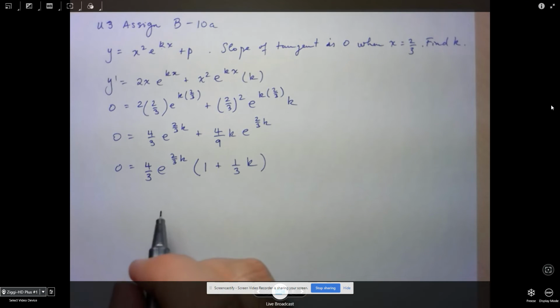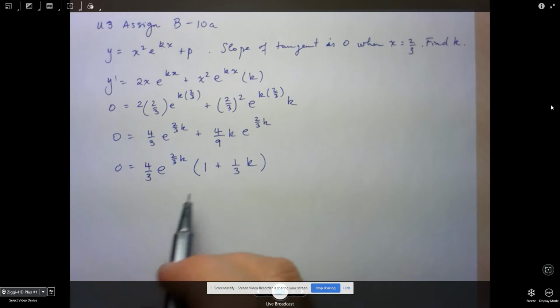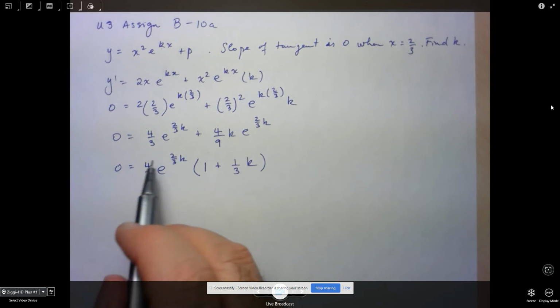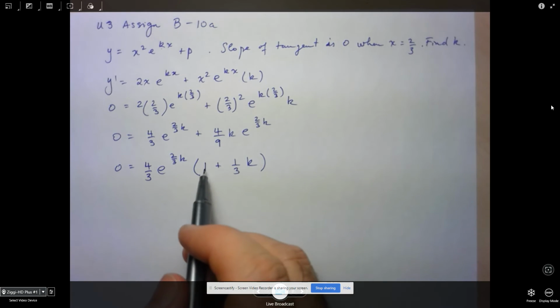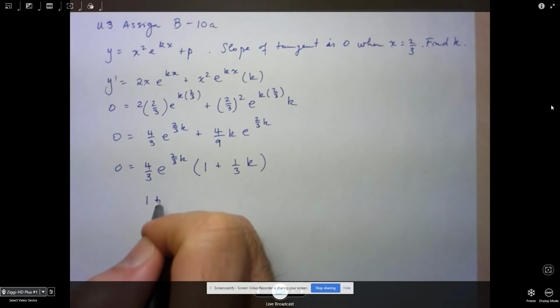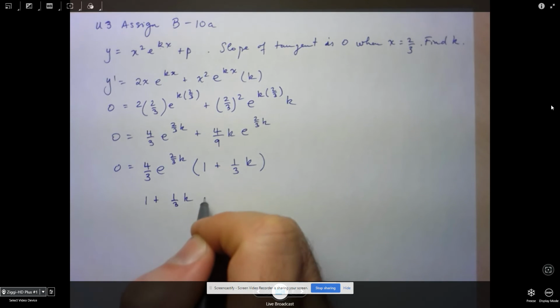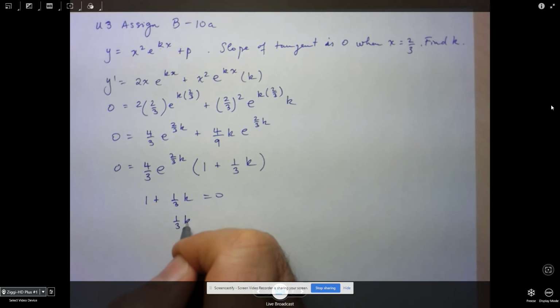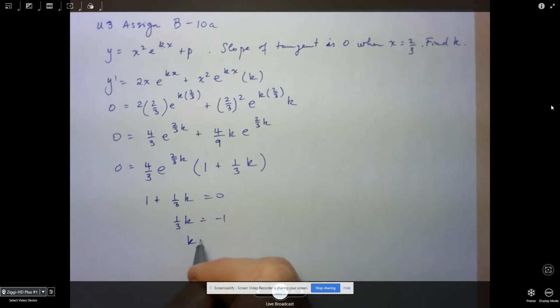Now we can solve this quite nicely because it's in factored form. 4/3 is obviously not equal to 0. E to the 2/3 k can never be equal to 0. So the only thing we have left is that 1 plus 1/3 k is equal to 0. Now we can solve this. So 1/3 k is equal to -1. So k is equal to 3 times -1, which is -3. And there's our answer.